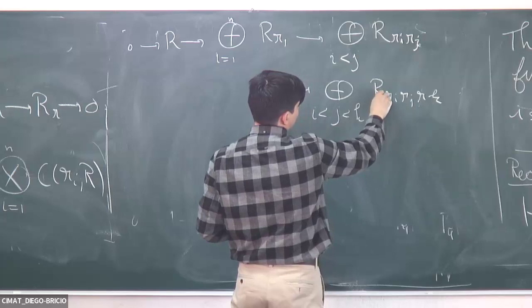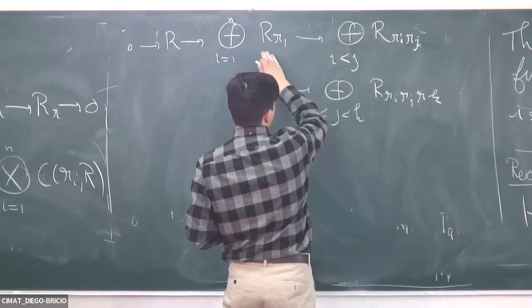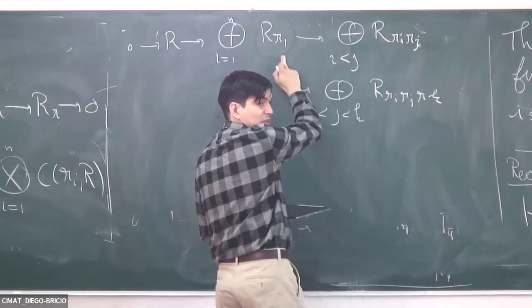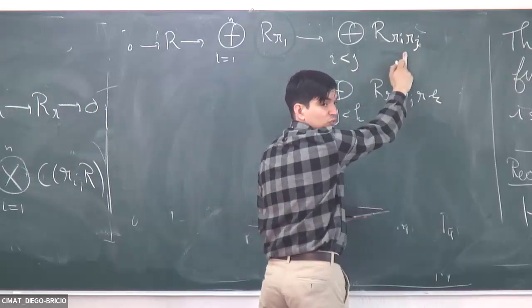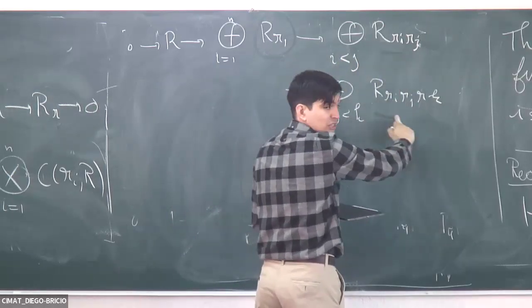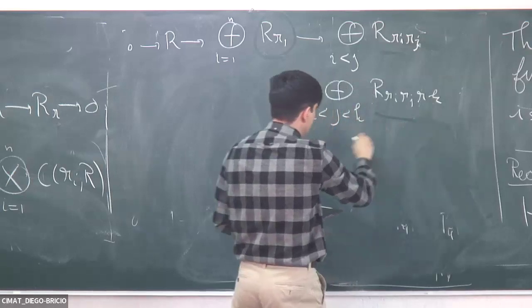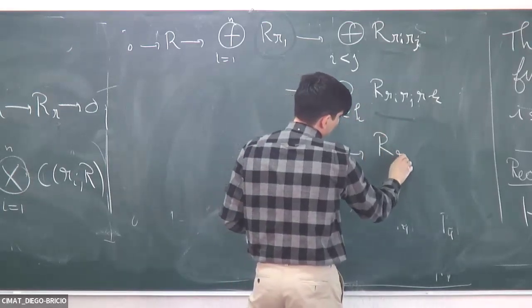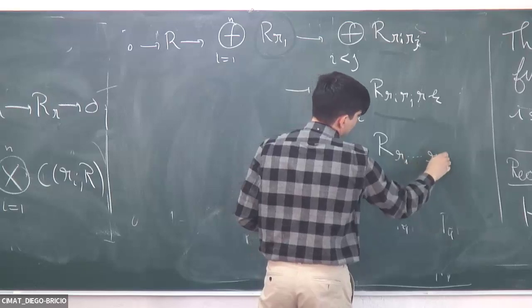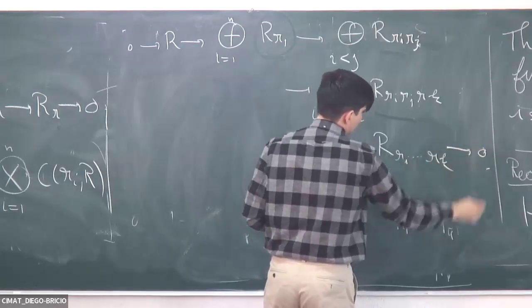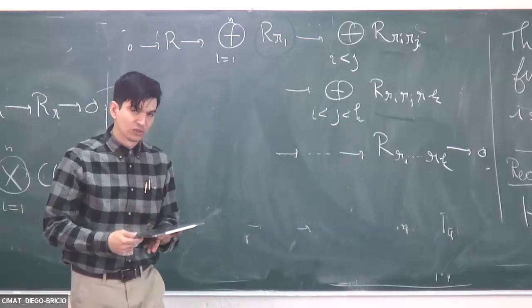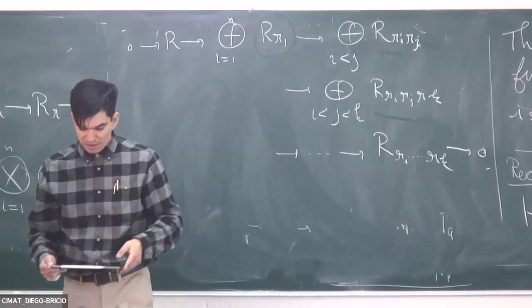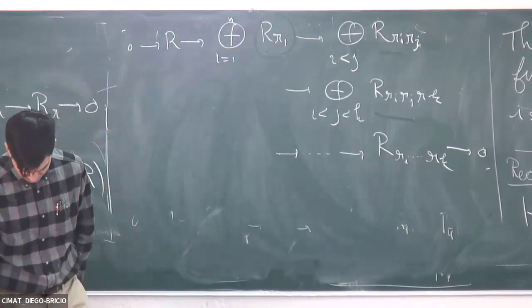Also, geometrically speaking, this is taking a principal open. This is the intersection of two principal opens. This is the intersection of three principal opens, and so on. You do this until you get to the product of all of them, and that's the last one. That's the complex. Of course, I haven't told you the maps, but the maps are certain differential things.